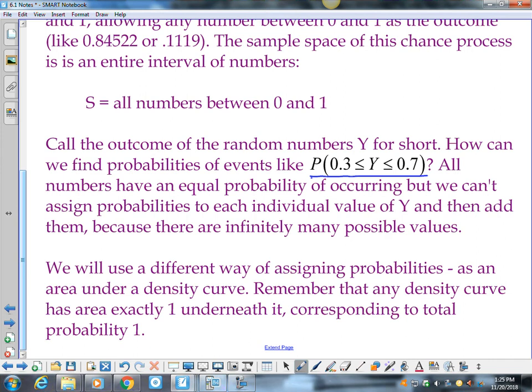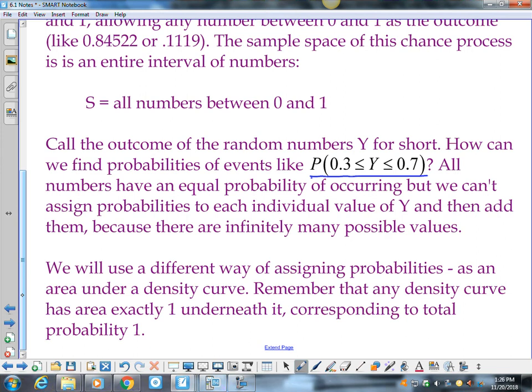But we can't assign probabilities to each individual value of y and then add them all up, because how long would you be here? Literally for infinity. You'd never finish, because there are infinitely many possibilities. We're going to use a different way of assigning probabilities: as an area under a density curve. But remember, the area under a density curve has to equal what? Because the total probabilities have to equal 1.